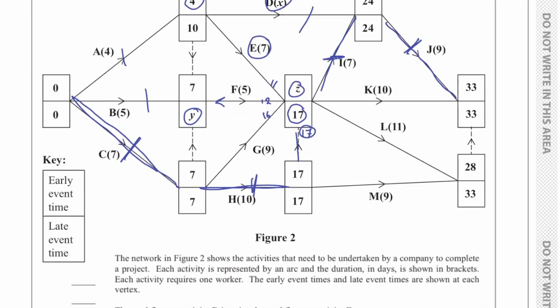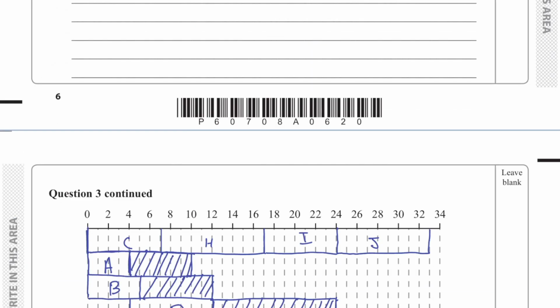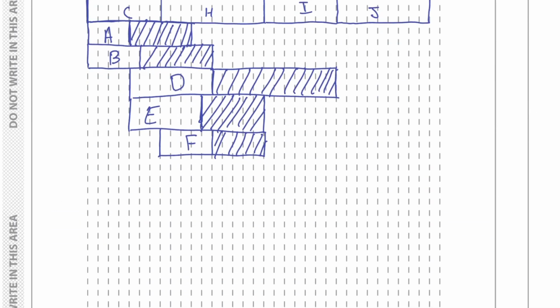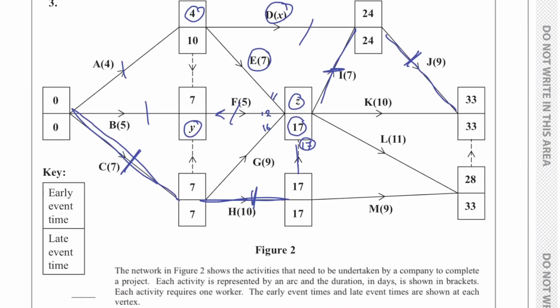And then G. It starts at 7, ends at 17, and has a duration of 9. So 7 plus 9, that's 16. So it's going to end here. This is G, and the rest is float. So I can shade that. And now we have K, L, M.